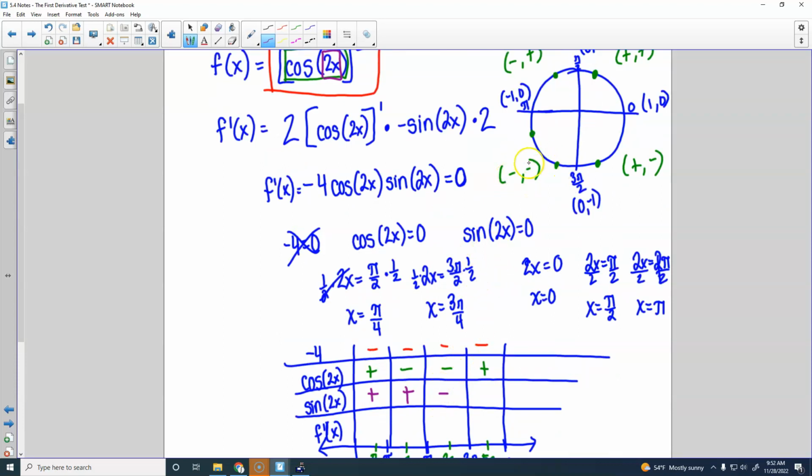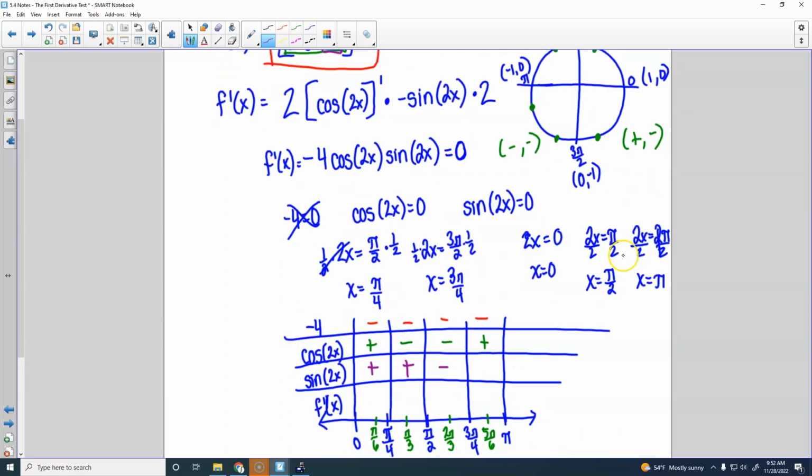Both are negative there. And then this last one, we're going to be over here, which is going to be negative for sine. Okay. So an odd number is going to give you a negative. An even number gives you a positive. So we end up with negative, positive, negative, positive.